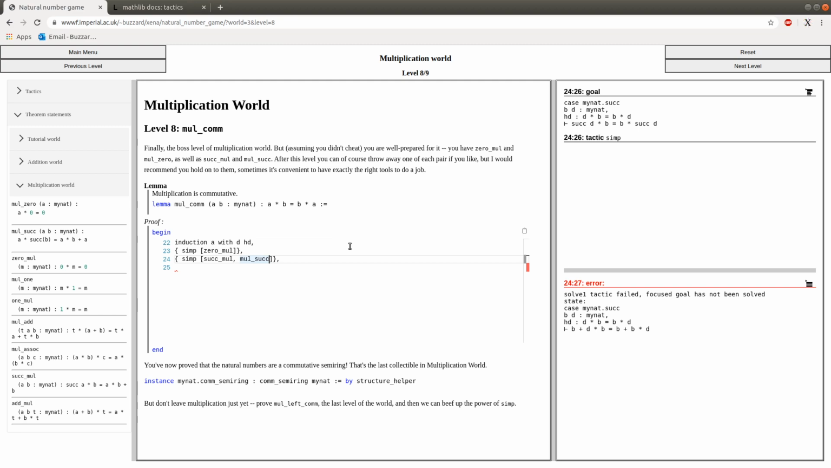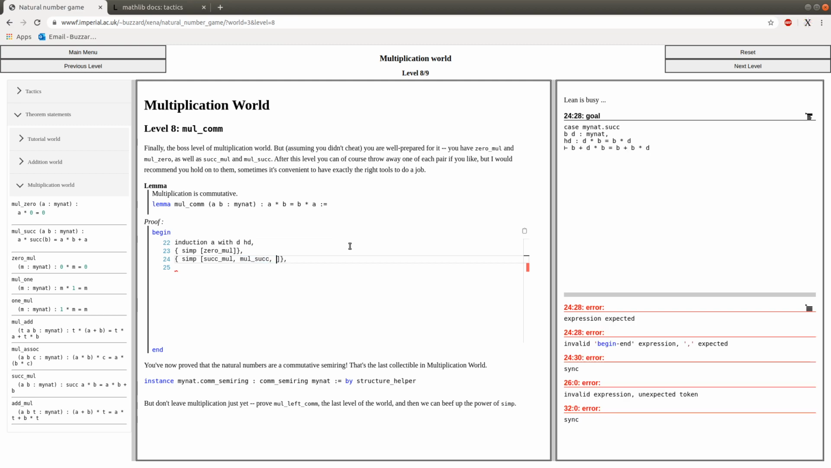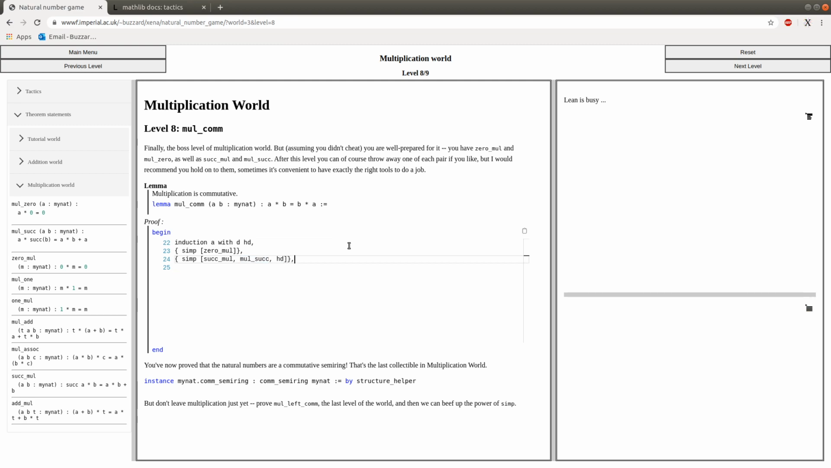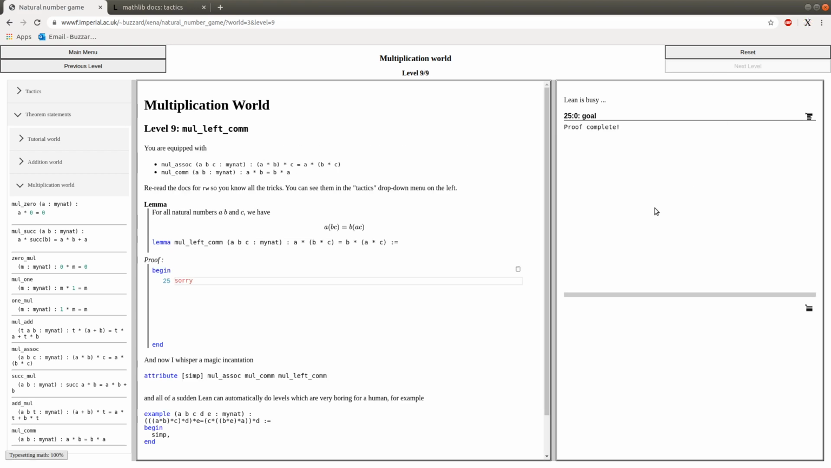And I'll tell it HD as well. Tell it the inductive hypothesis, HD. This might do it. It does do it. So there's that. And now finally mul left com. Reread the dots to rewrite so you know all the tricks.